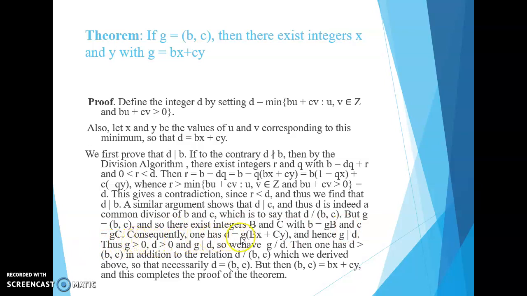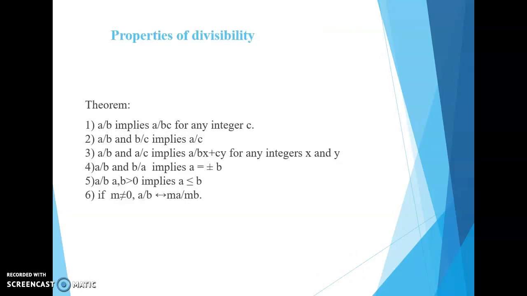Consequently, one has d is equal to gbx plus cy, and hence G divides D. Thus G is greater than 0 and D is greater than 0, and one of the properties says that G divides D. So we have G divides D, then one has G is less than or equal to D. In addition to the relation D divides GCD of B and C, which we have derived above, therefore it is necessarily D is equal to GCD of B and C. But then GCD of B and C is equal to Bx plus Cy. Hence, this proves the theorem.